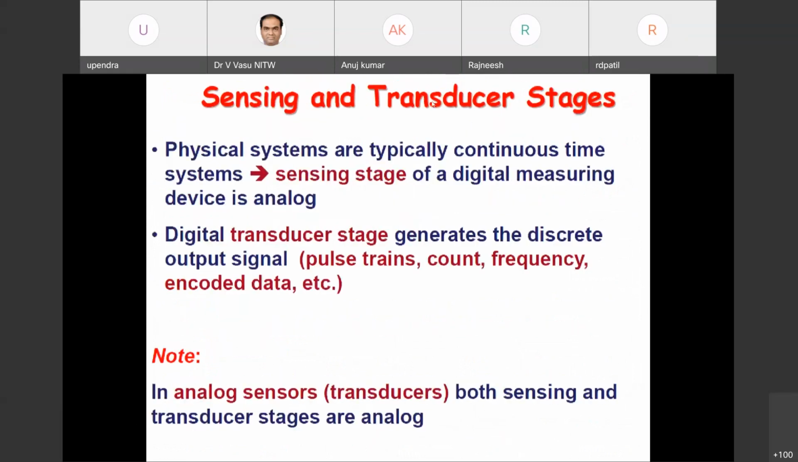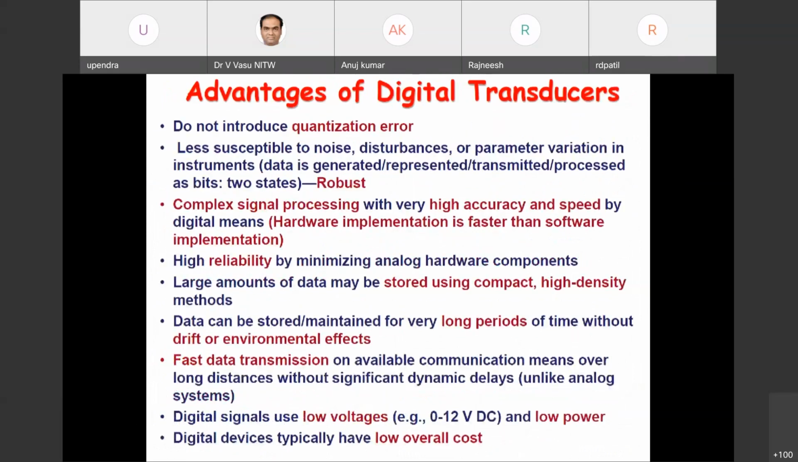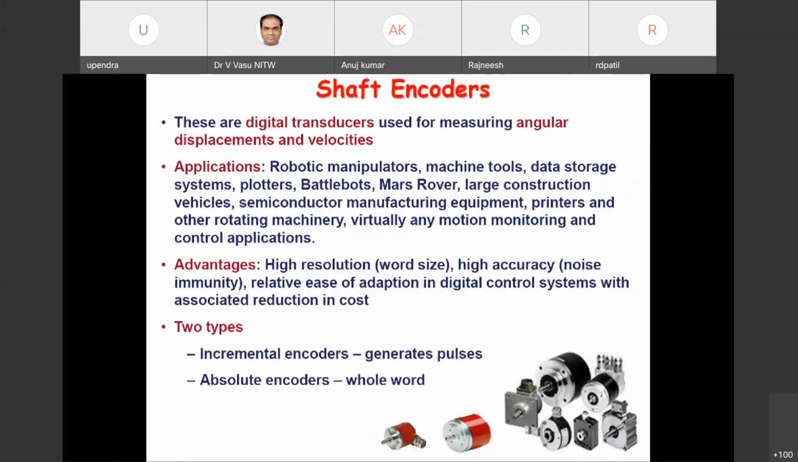This comes under the encoders. The shaft encoders come as the digital transducers. We are going to have two different types of encoders: one is the incremental encoder and the other is the absolute encoder. The absolute encoder will give the exact value of the rotor displacement, whereas the incremental encoder will give the relative position.